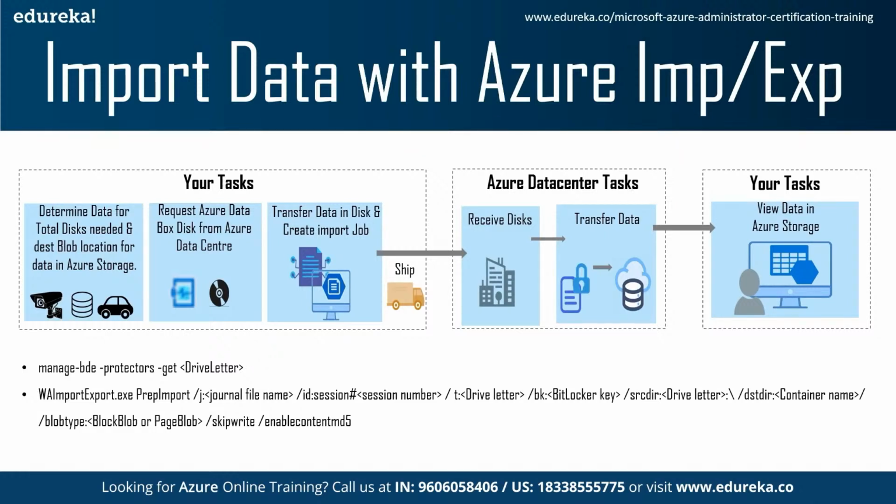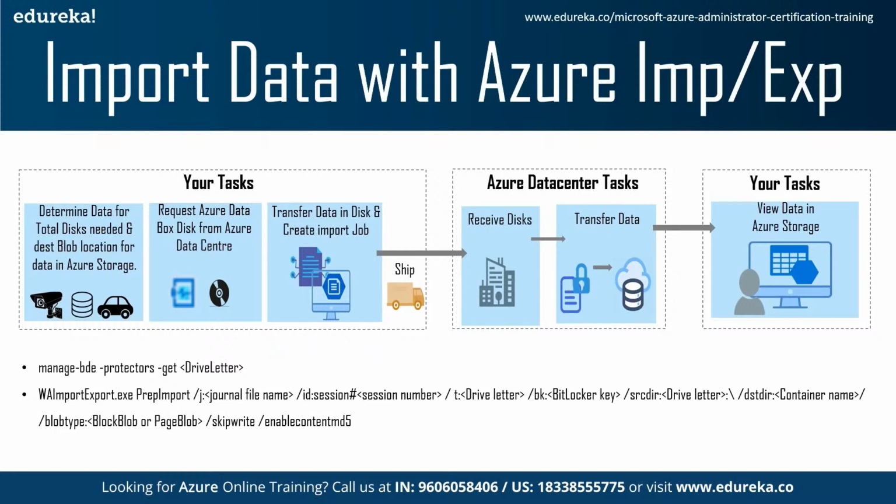That drive you are going to upload, right? For that, you have to give the drive letter, just like I've explained, like local disk C, then D, then F. Then you have to give the BitLocker key that will also be generated through the WA import export tool. And then again the source directory drive letter you have to give, and the destination directory container name you have to give.